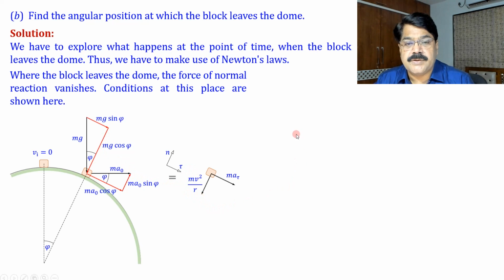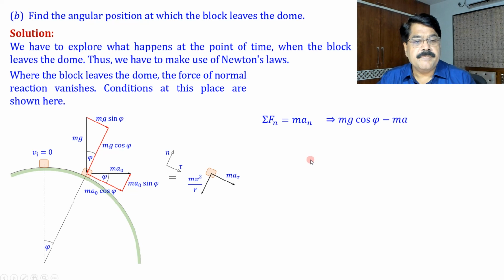Let us do this. So summation Fn is equal to man. So what we can write, mg cos phi minus ma naught sin phi is equal to mv square by r.